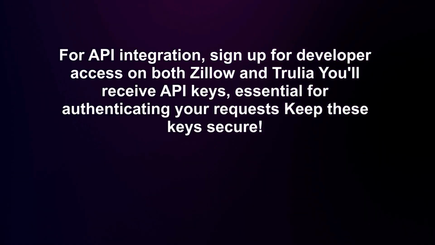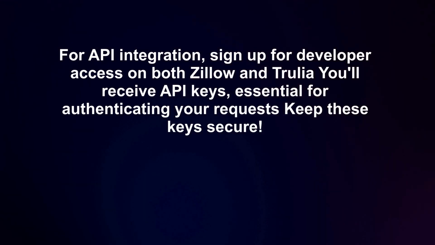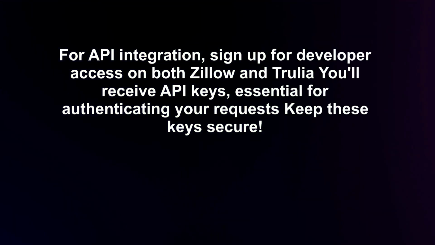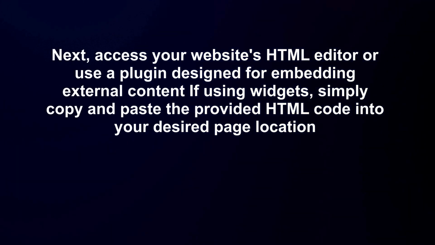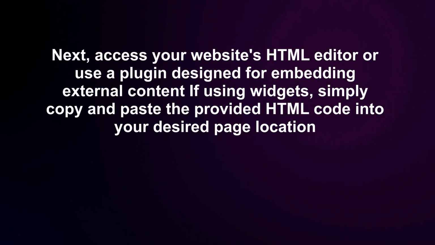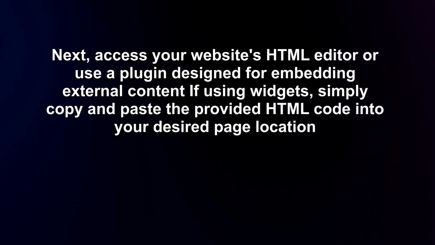For API integration, sign up for developer access on both Zillow and Trulia. You'll receive API keys, essential for authenticating your requests. Keep these keys secure. Next, access your website's HTML editor or use a plugin designed for embedding external content. If using widgets, simply copy and paste the provided HTML code into your desired page location.